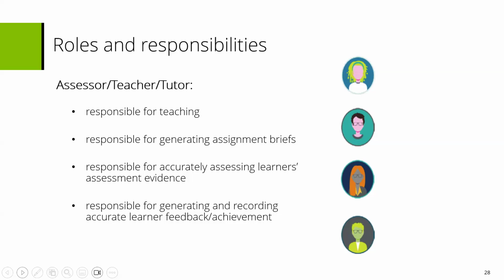You're also responsible for accurately assessing the learner's assessment evidence, and you'll do that by using the learning aims and the associated assessment criteria. And you'll also be responsible for generating and recording accurate learner feedback and achievement. And you'll do that using the assessment record sheets and also, where necessary, annotating the learner's work to identify where criteria has or has not been met.